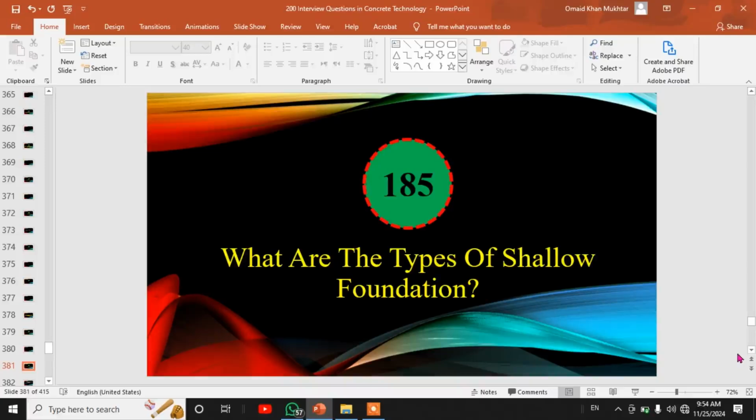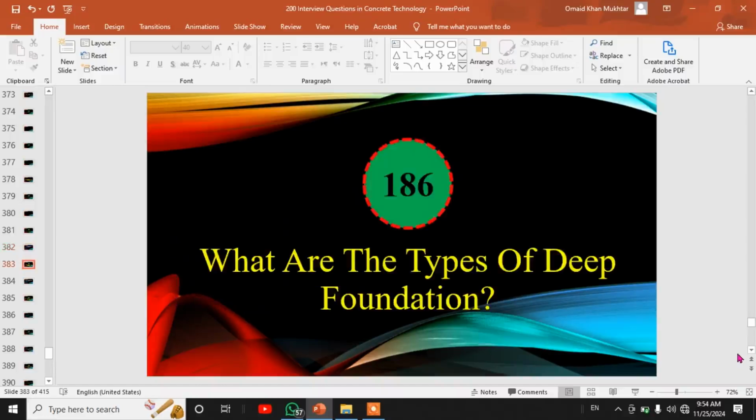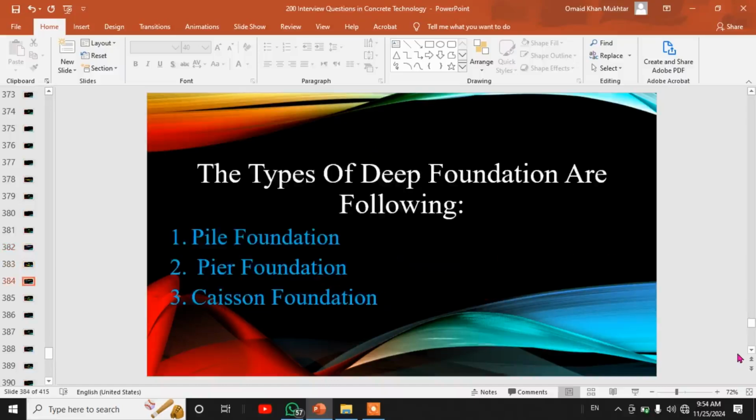185. What are the types of shallow foundation? The types of shallow foundation are following. First, strip foundation. Second, isolated foundation. Third, combined foundation. Fourth, raft foundation. 186. What are the types of deep foundation? The types of deep foundation are following: pile foundation, pier foundation, caisson foundation.